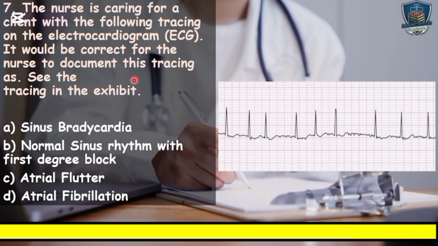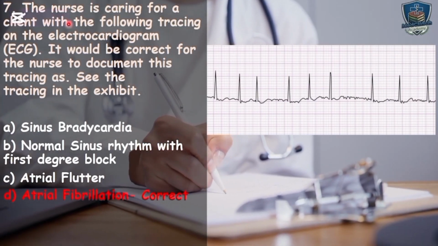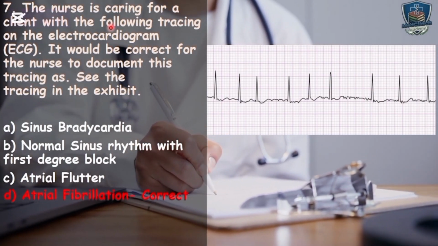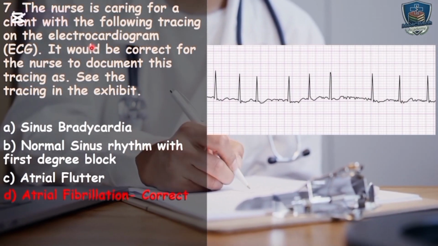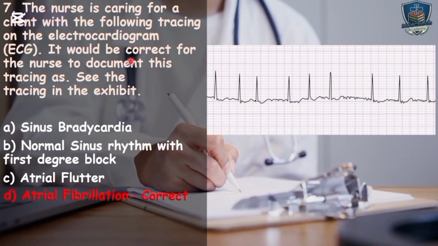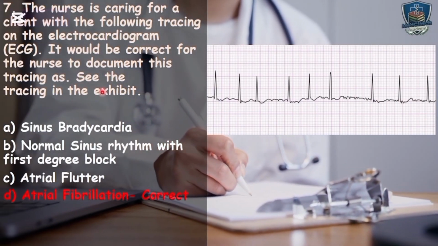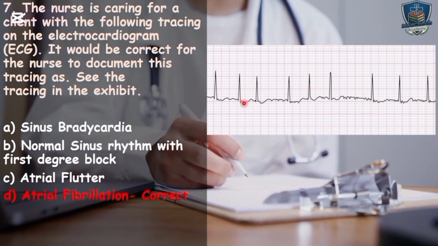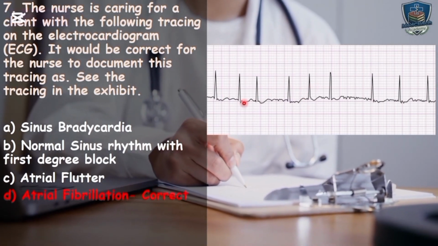So question number 7. The nurse is caring for a client with the following tracing on the electrocardiogram. So it will be correct for the nurse to document the tracing as... So see the tracing in the exhibit. You have got a cardiac arrhythmia here that you can see in the diagram. Now we want to identify which type of cardiac arrhythmia this is.